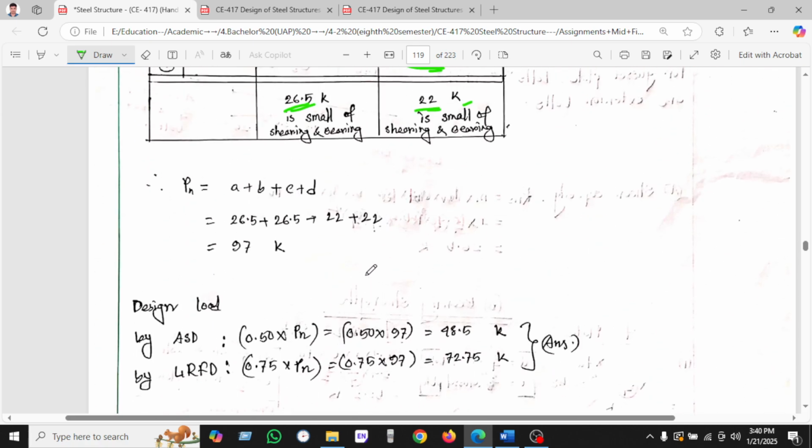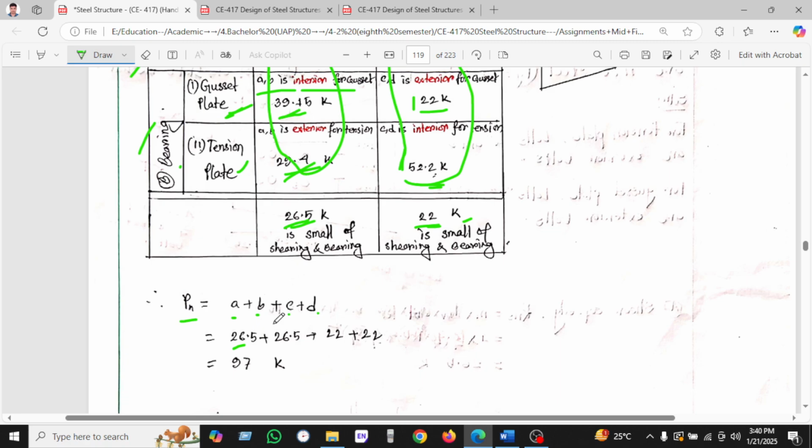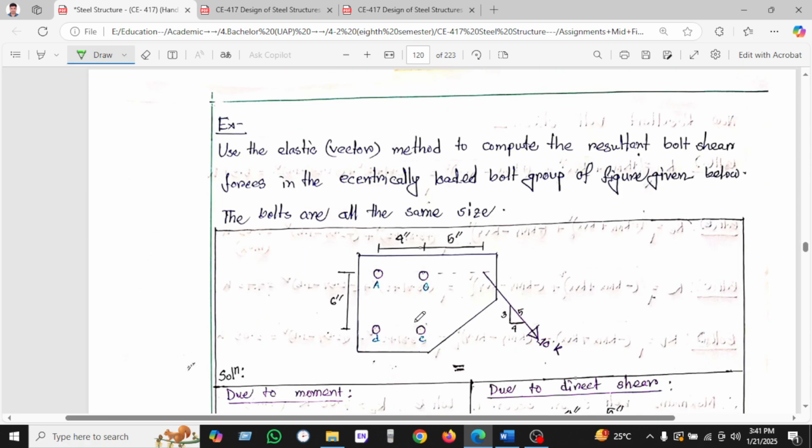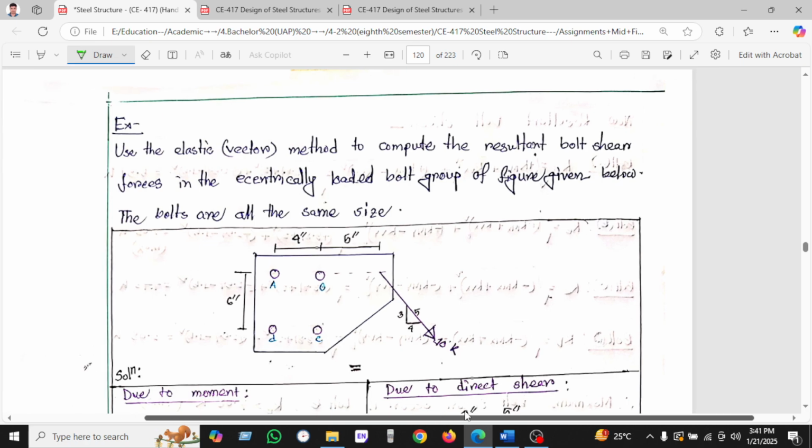Okay, let's see. So PAB equal to A plus B plus C plus D. So in total we are adding all values and found 97. For designing we are using the ASD and LRFD methods, and 48.5 and 72.75. This is the answer. Okay, let's see another example.